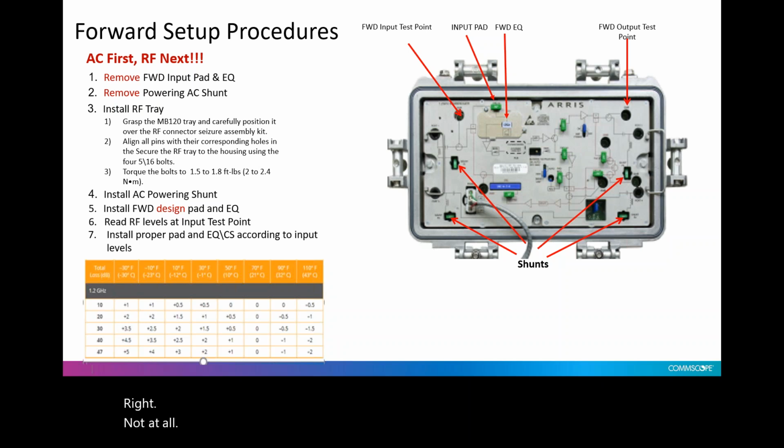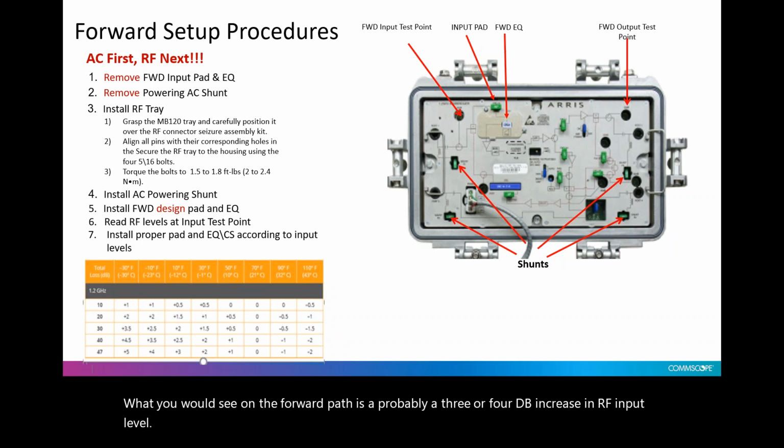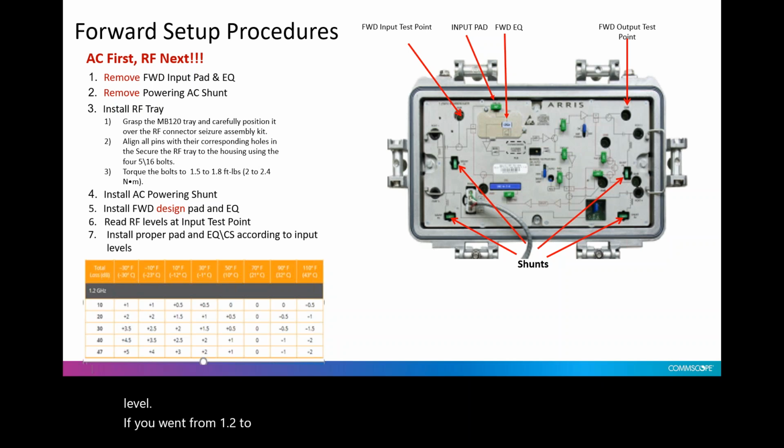What you would see on the forward path is probably a 3 or 4 dB increase in RF input level. If you went from a 1.2 to a 1, it'd be about 3, and if you went to 870, probably an additional dB.